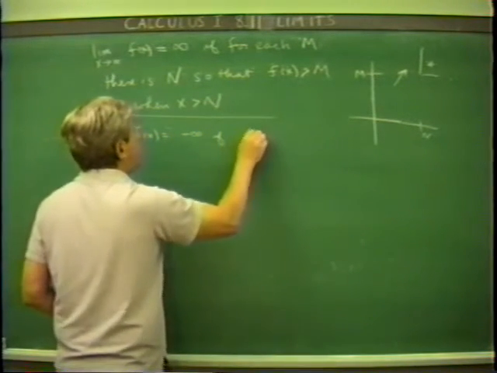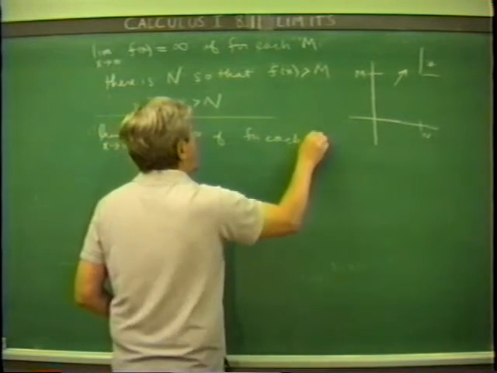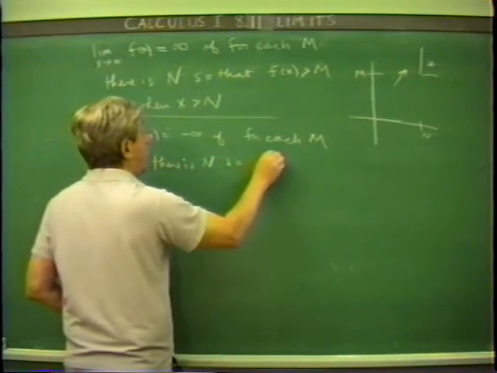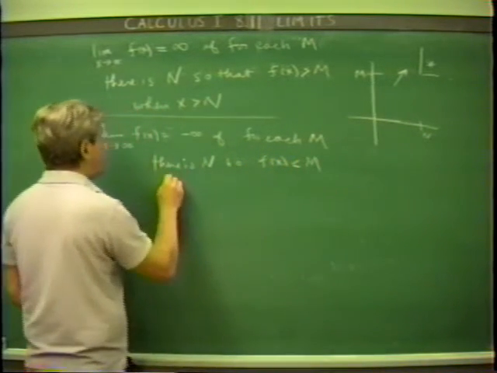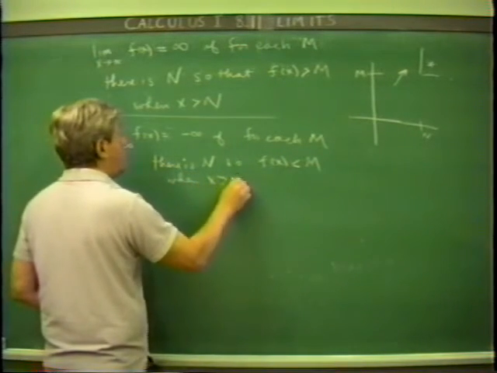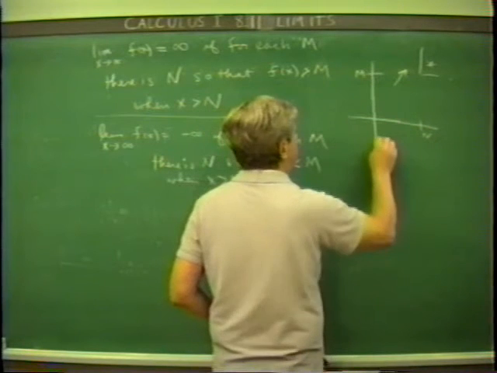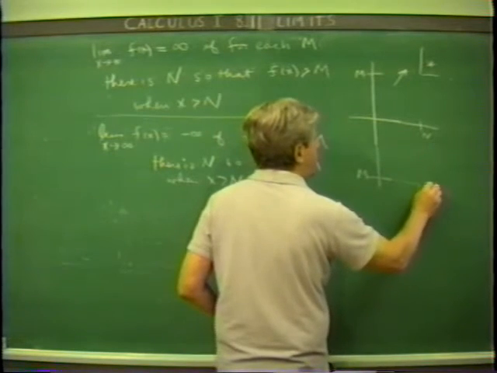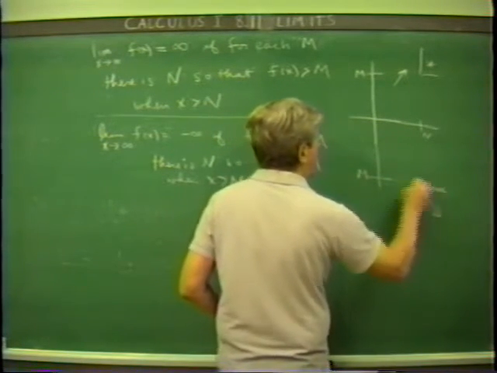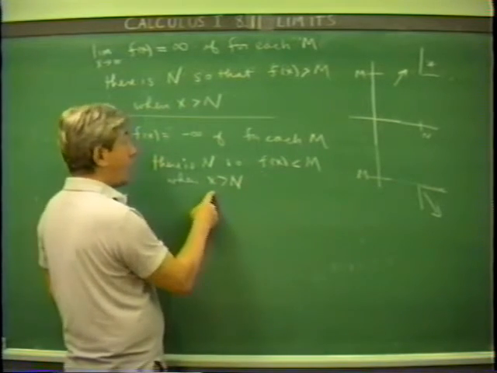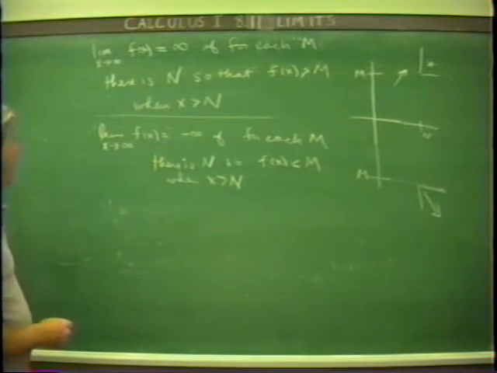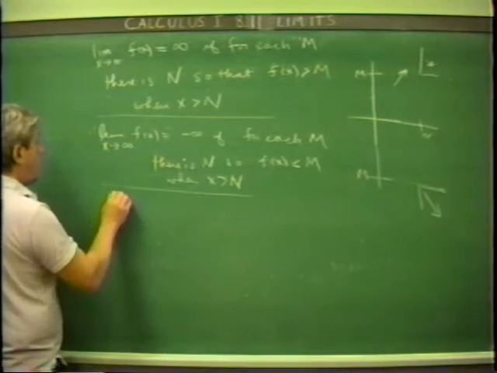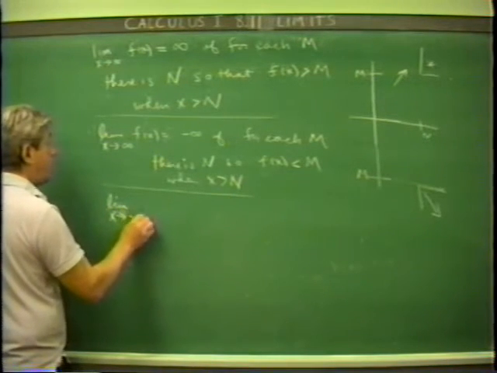The limit as x approaches infinity of f of x will be minus infinity if for each m there is an n so that f of x is less than m when x is larger than n. Right? That's to say, for each number m here, now you can think of m as being negative. There has to be an n so that the function is less than m when x is larger than n. Right? And then similarly for the left-hand side.